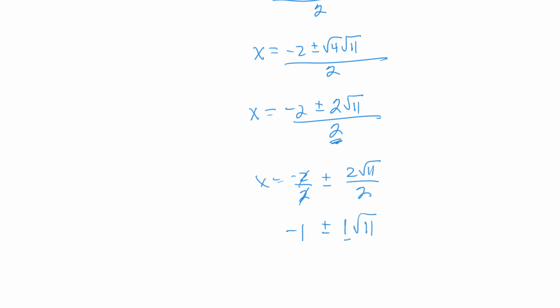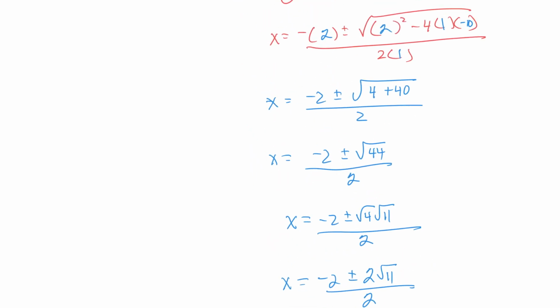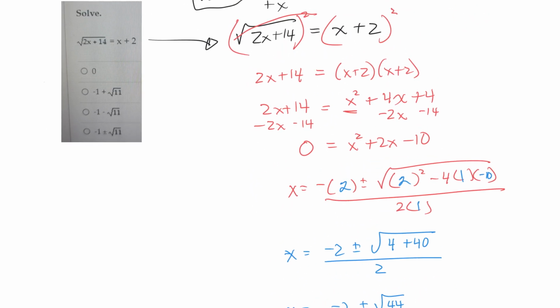And I don't think you have to put this one in, but this one you do. So negative 1 plus or minus root 11. So I would probably initially be going for that answer. But if I were to plug the negative version, negative 1 minus root 11, into the equation right there, and there, I don't think that it works out.